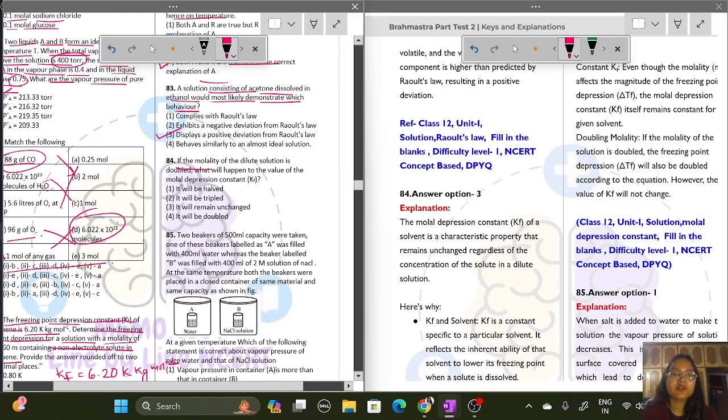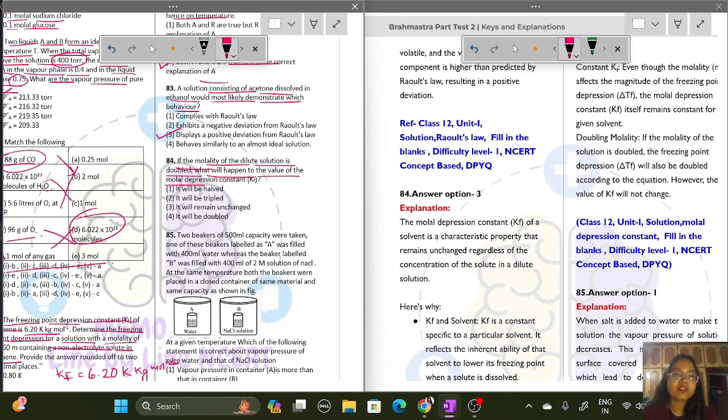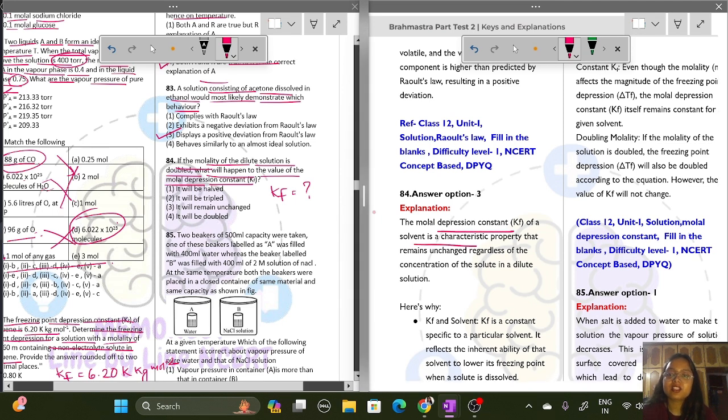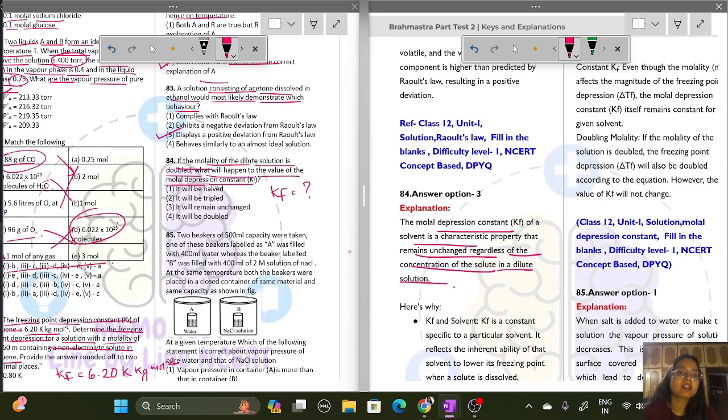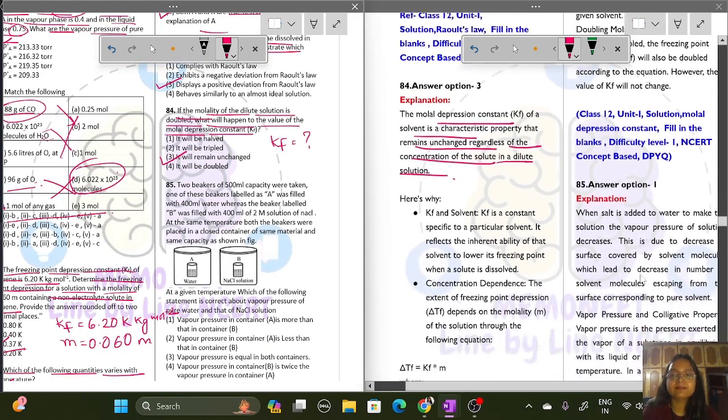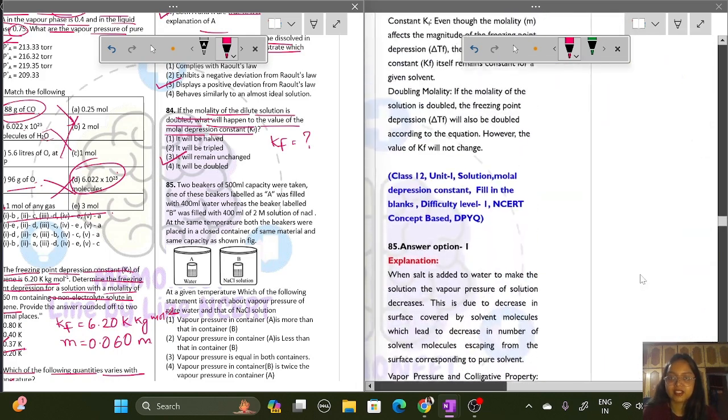Question number 84. If the molality of the dilute solution is doubled, what will happen to the value of the molal depression constant? The molal depression constant of the solvent is a characteristic property that remains unchanged regardless of the solution. I think this question is repeated once more, only the wordings are changed. So it will remain unchanged.